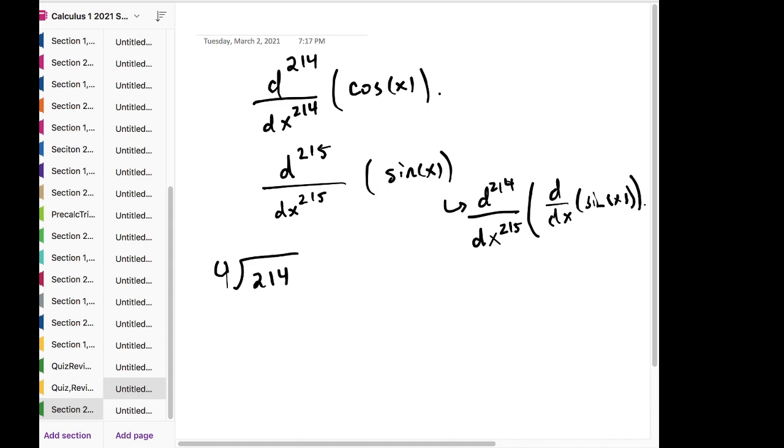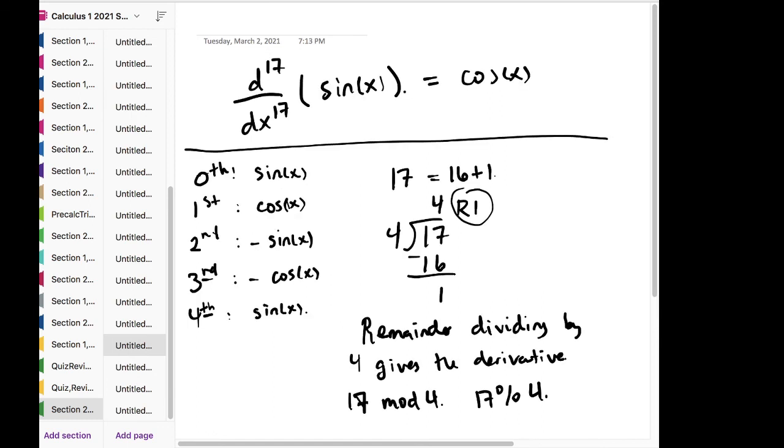Okay, so 4 goes into 21 5 times. That goes in 3 times. That's remainder 2. Okay, so which one is remainder 2? It's negative sine.